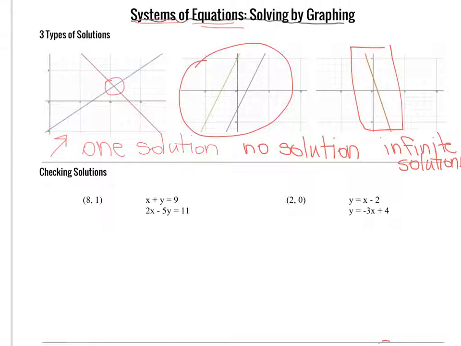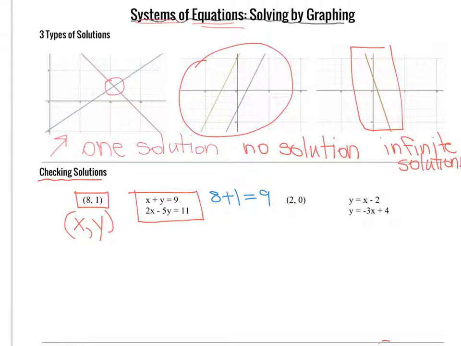Now, first of all, what we're going to do is I'm going to show you how to check a solution. So let's say you get the ordered pair 8, 1 makes this system of equations true. That means if I were to graph these two lines, they would cross at the ordered pair 8, 1. So what I do to check the solution is I substitute the 8 for x and the 1 for y, and it should make both of them true. So let's check it out. So the first equation, does 8 plus 1 equal 9? Well, yes, we get 9 equals 9. So therefore, 8, 1 makes the first equation true.